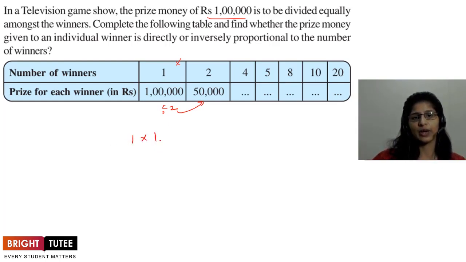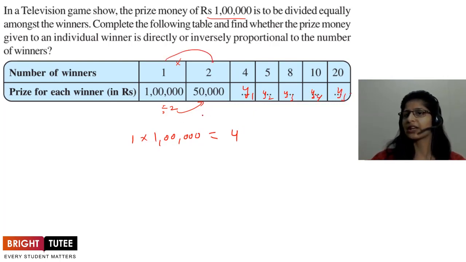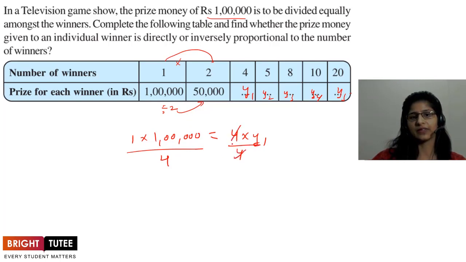Now we can do that. 1 into 1 lakh is equal to 4 into y1, where we consider y1, y2, y3, y4 and y5. With the number that it is multiplied, this is going to get divided with that number. So 4 into y1, I divide it with 4. So y1 will be equal to, 4 1s are 4, 4 2s are 8, 4 5s are 20, then 0 0 0. So it will be 25,000, right? What we have done, 1 lakh is divided by 4, that gives us 25,000.